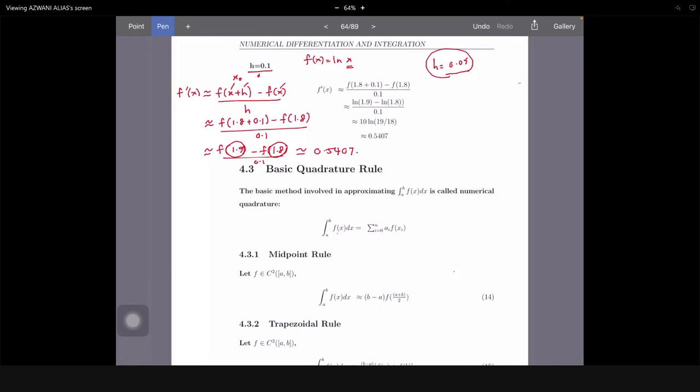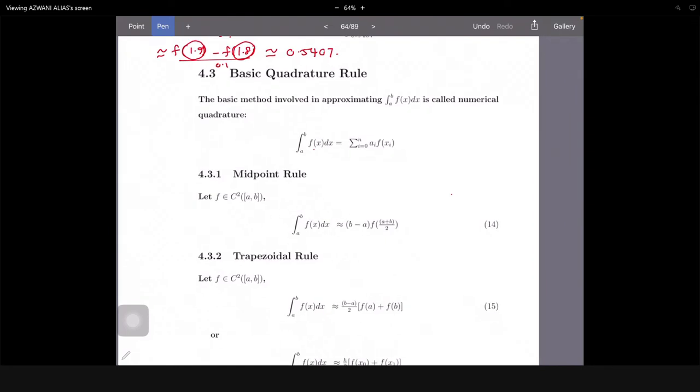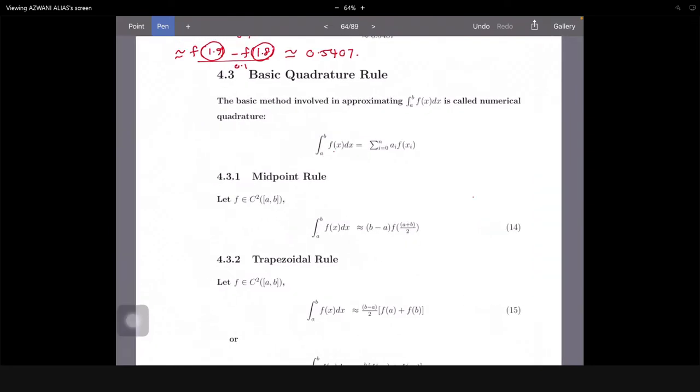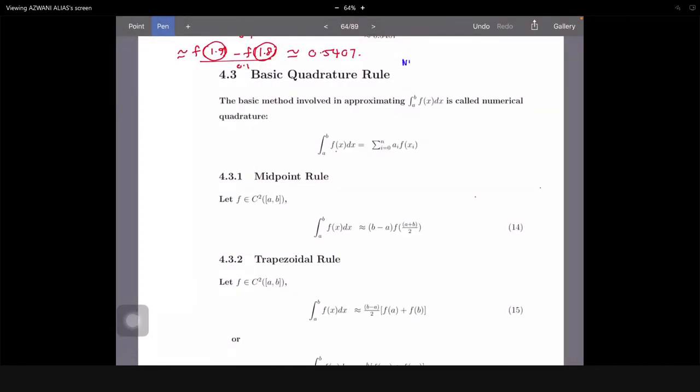Okay, so the next subtopic adalah berkenaan dengan basic quadrature rule. Okay, basic quadrature rule ni merupakan dia under numerical integration lah. Okay, numerical integration. So kita tahu kan numerical integration yang ada kamiran tu from one point to another point, kita kamirkan, kita integrate with respect to the function.